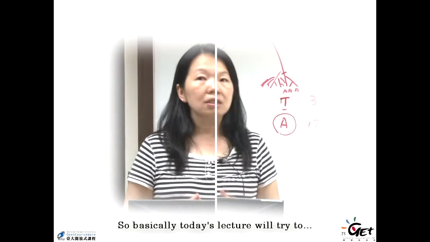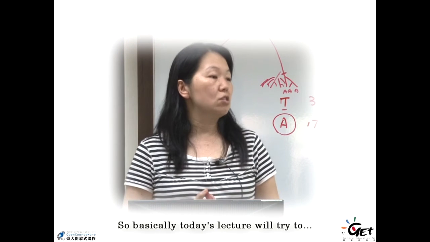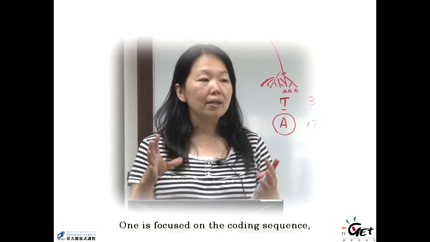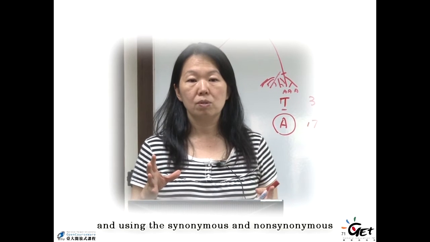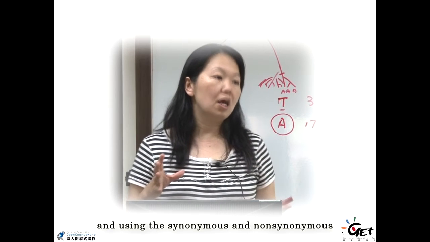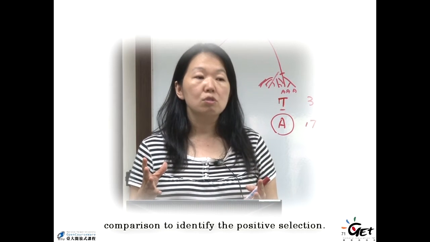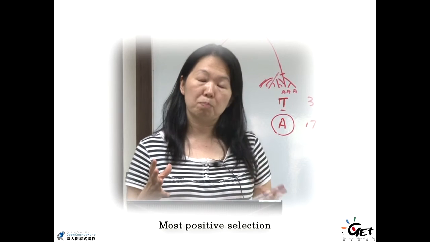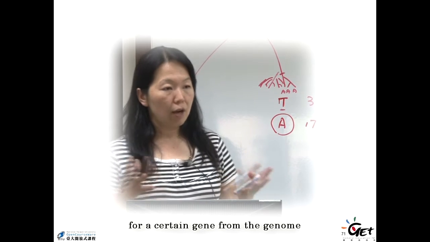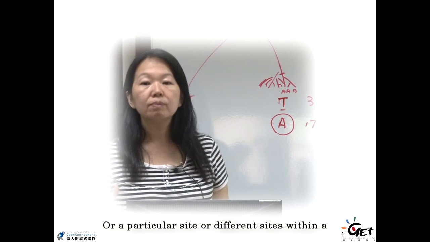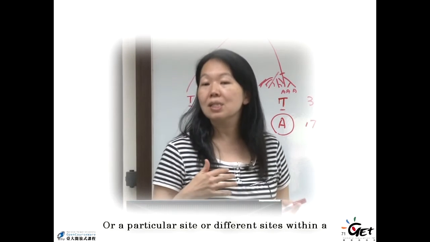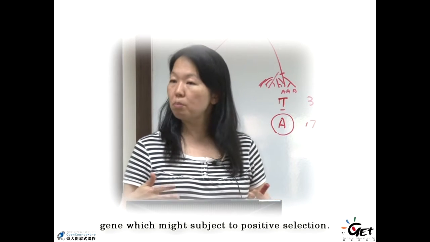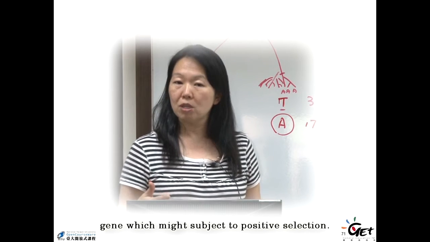So basically today's lecture, we can separate into two parts. One is focused on the coding sequence, using the synonymous, non-synonymous comparison to identify positive selection, mostly for certain genes from the genome, or different sites within a gene, which might be subject to positive selection.